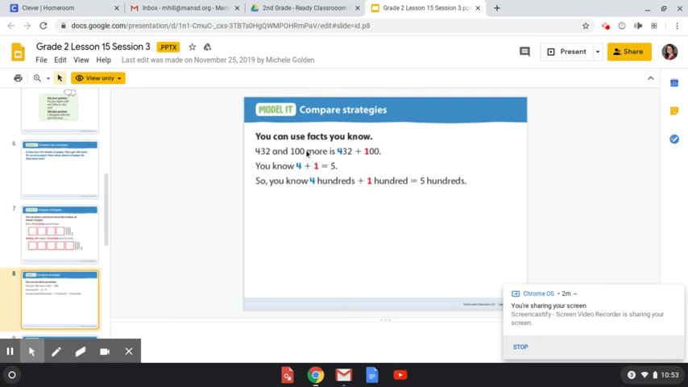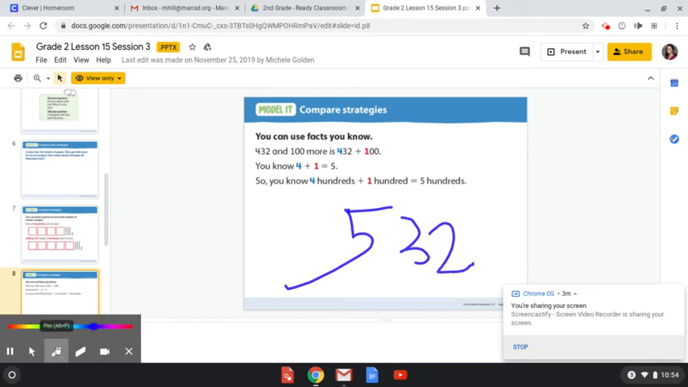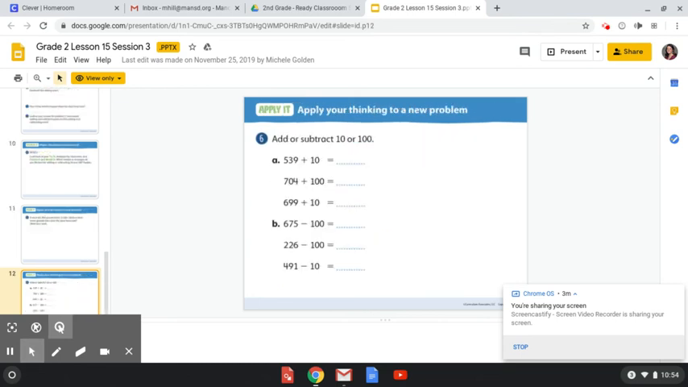You can use facts. 432 and 100 more, just like we did, is 432 plus 100. The 4 and the 1 are colored because we're specifically paying attention to the hundreds block. We know that 4 plus 1 equals 5. So you know that 400s plus 100s equals 500s, which once again brings us to that answer of 532. My beautiful handwriting. All right, let's keep on chugging along.